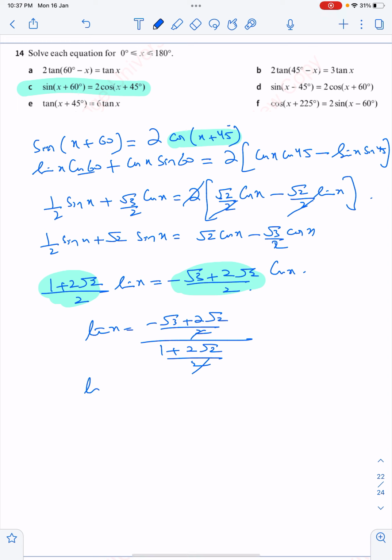Tan of x equals 0.286, positive. So, I have to look into the first and the third quadrant. The basic angle is 15.98. So, in the first quadrant it will be 15.98. 15.98 is 16.0 actually.